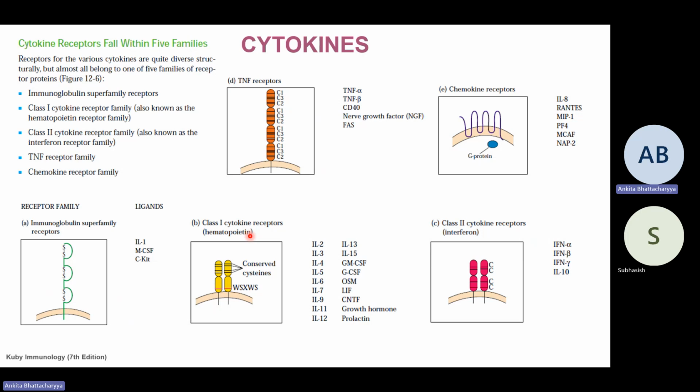The first being that there are a number of conserved cysteines which are present within the receptor. And apart from that, there's one very distinguishing motif belonging to this particular class of receptor, which is WSXWS. And for this class, which is the class 1 cytokine receptor family, or the hematopoietin receptor family, we have a set of ligands.